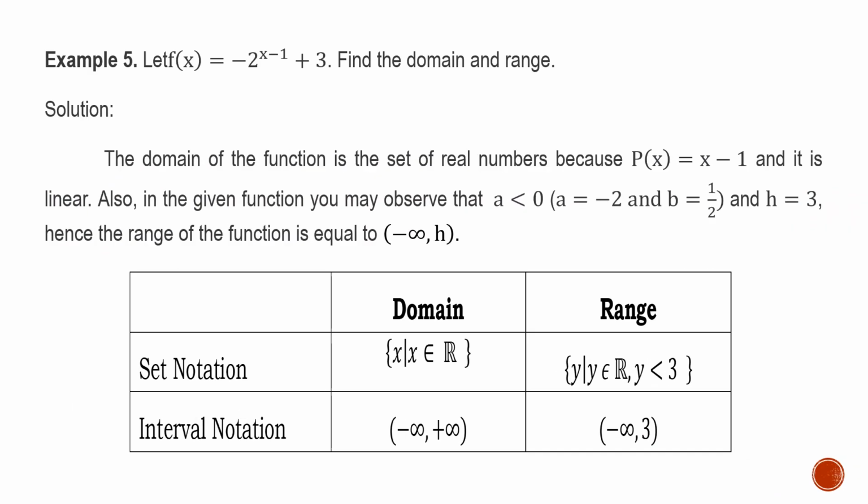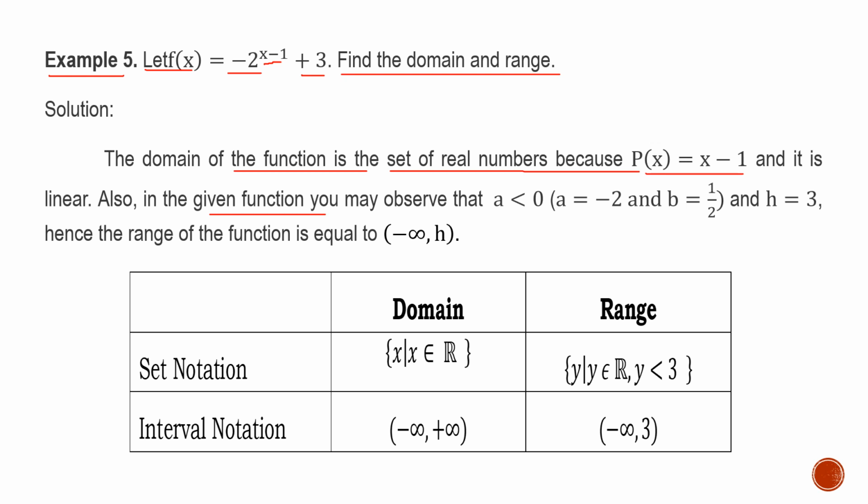So for example number 5, let f of x is equal to negative 2 raised to x minus 1 plus 3. So we're asked to find the domain and range. The domain of the function is the set of real numbers because p of x, or your function p with respect to x, is equal to x minus 1, and it is a linear function.